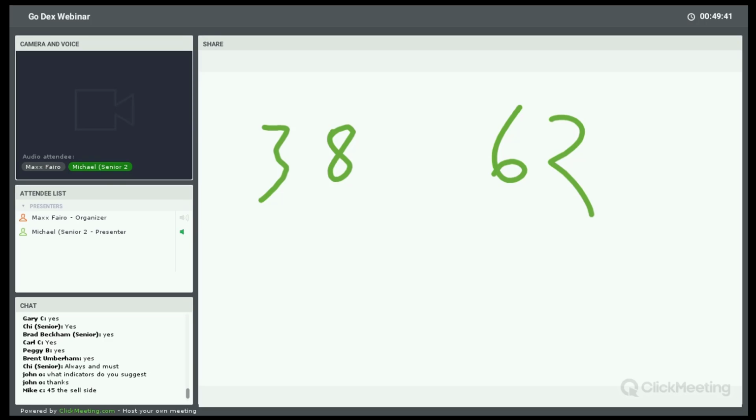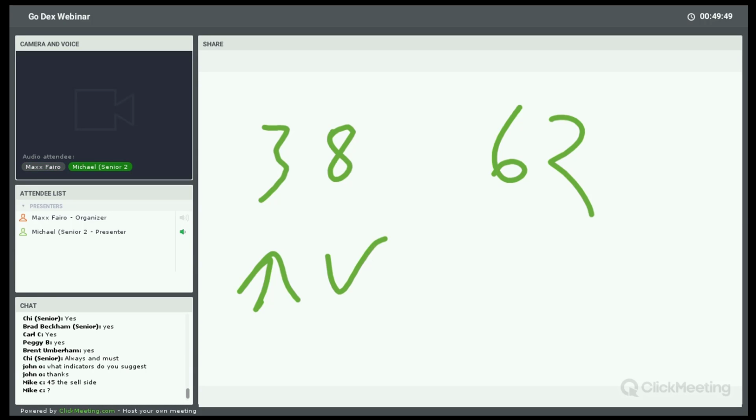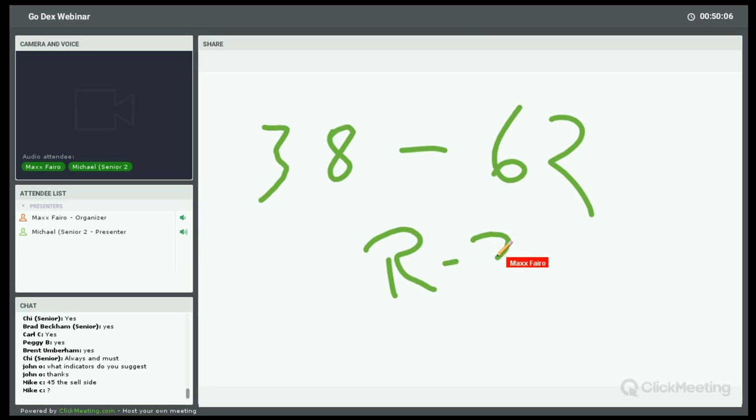Okay? If I win, I'm going to win $38. Yay. If I lose, I'm going to lose $62. Right? So the ratio of how many wins to losses you need to recover is what? 2 trades. So let's just call this an R2 trade.